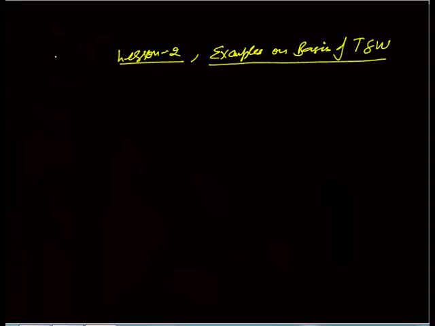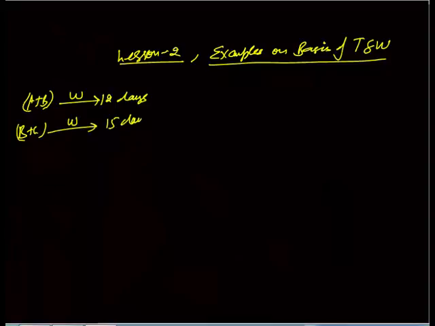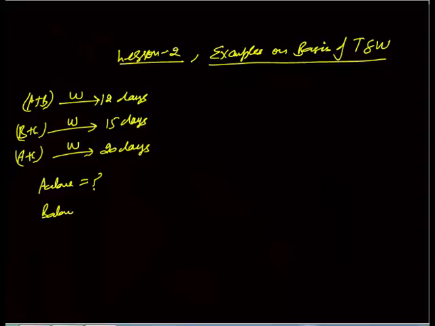Let's understand the question. A plus B together can do a work in 12 days. B plus C together can do the same work in 15 days. A and C together can do the same work in 20 days. The question is asking: A alone will do the work in how many days? B alone will do the same work in how many days? C alone will do the same work in how many days? This is what we need to calculate.